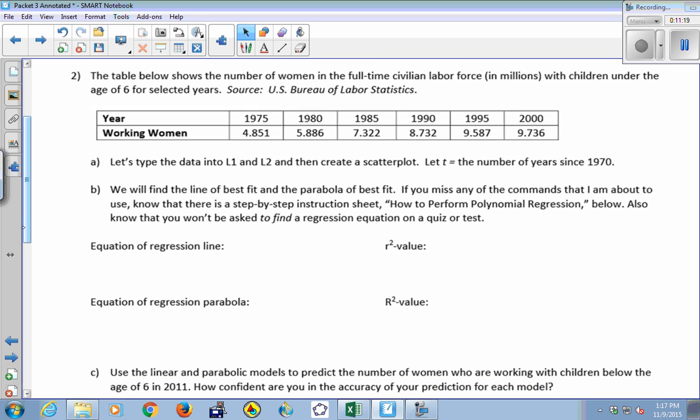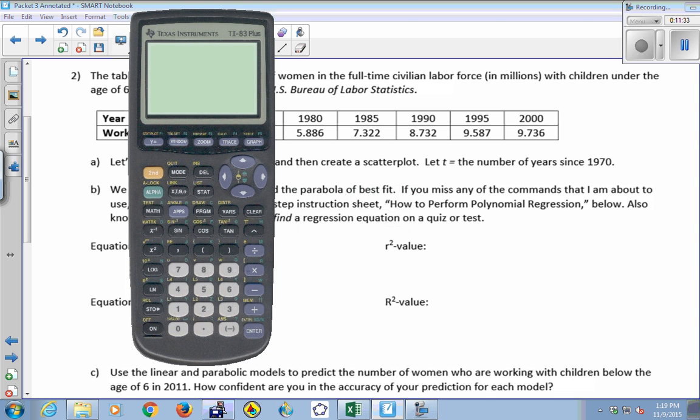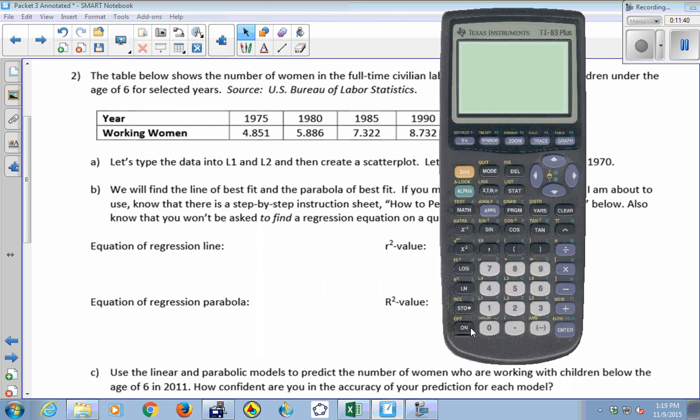Okay, so we're going to do an example. Let me hand out some graphing calculators in case you all want to. Okay, so everybody's got a graphing calculator. We're going to put this data into the calculator. So I'm going to let T be the number of years since 1970. So 1970 is actually going to be year 0. So what's 1975 going to be? 5. Good.